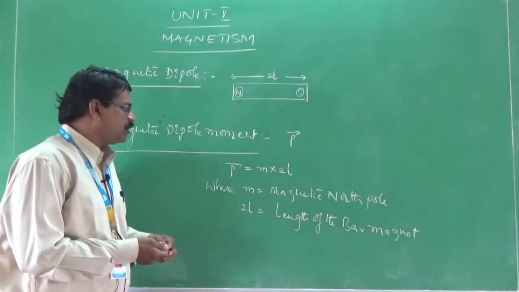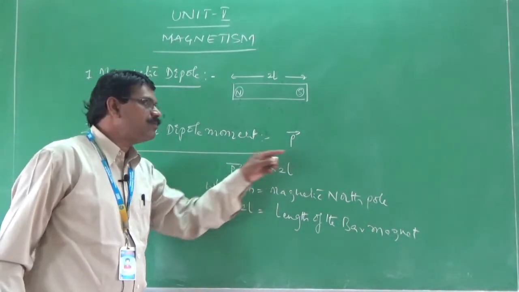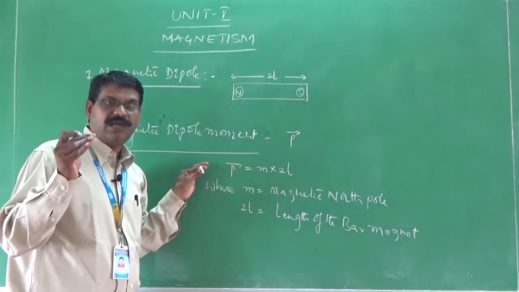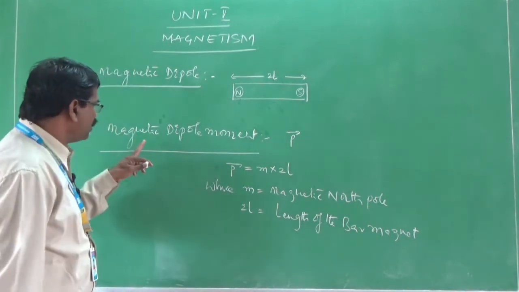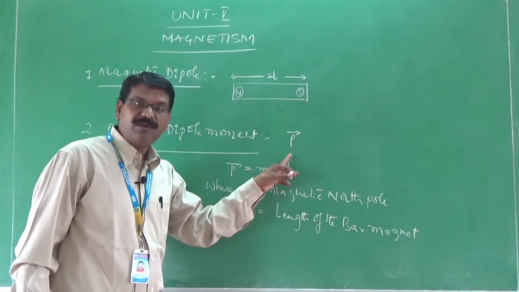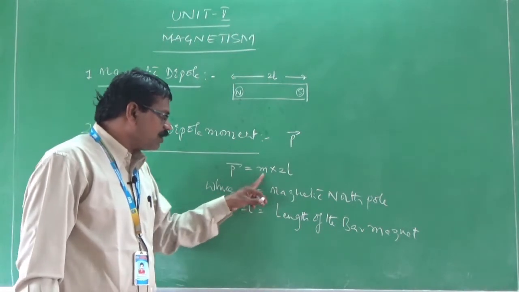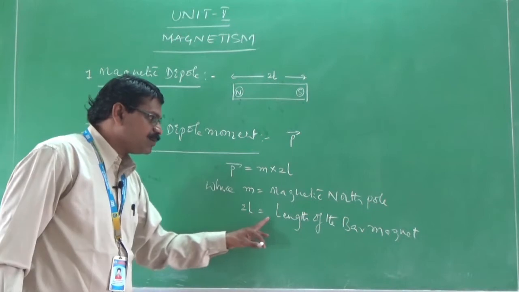Strictly speaking, the magnetic dipole moment P bar is a vector quantity. When do we say that a physical quantity is a vector? A physical quantity that has both magnitude and direction we can call a vector. So ultimately, the magnetic dipole moment is a vector quantity denoted by P bar. We can write P bar is equal to m into 2L, where m is the magnetic north pole strength and 2L is the length of the bar magnet.